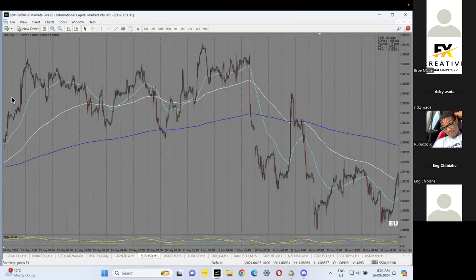Right there. All right. And another one right there. As long as you are in the direction of the trend, the impact of news is going to be very big. So focus on the trend, guys.